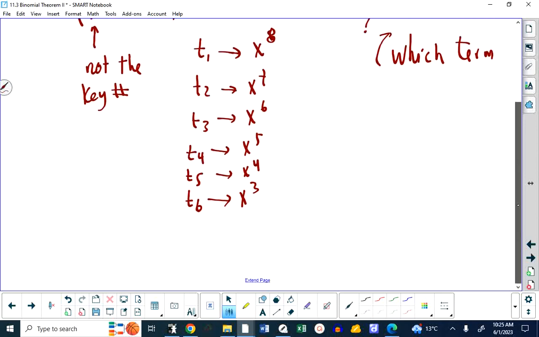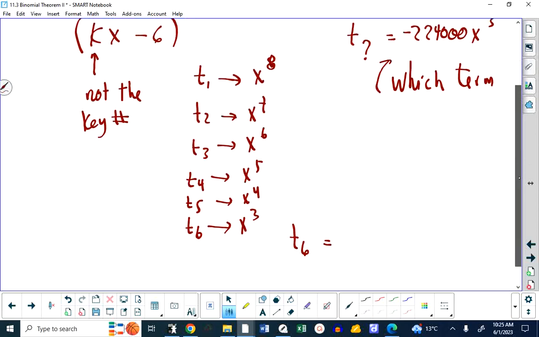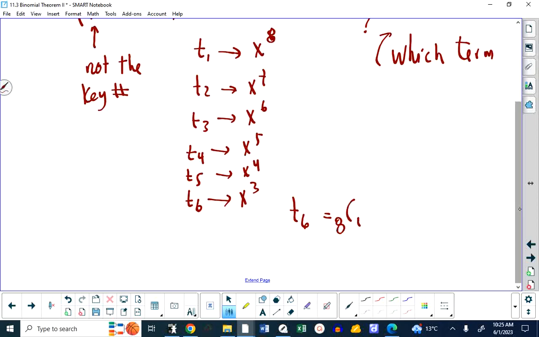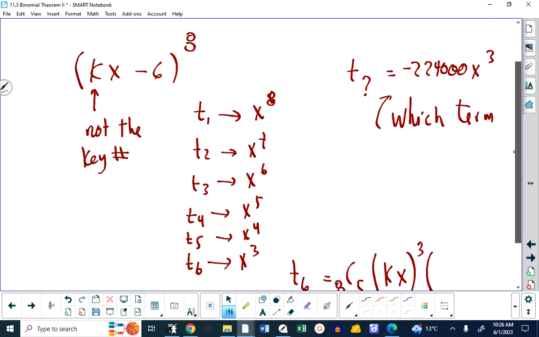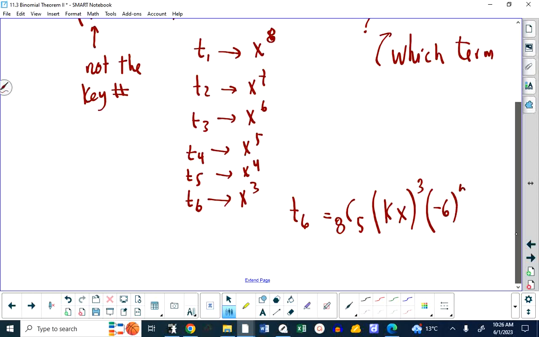Our approach here is just a little bit different. Our sixth term is going to be, I've got to look back at my n, 8 choose 5. Sixth term is k equals 5, a key number of 5. It's going to contain my x, which is kx, raised to the difference between 8 and 5. And it's going to contain my y, which is negative 6 raised to the 5.